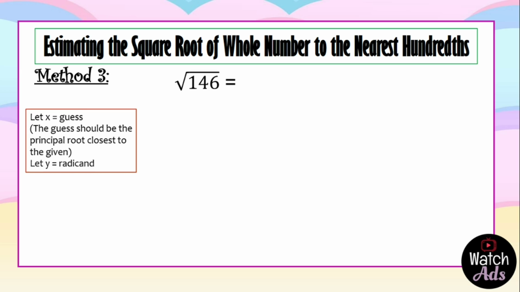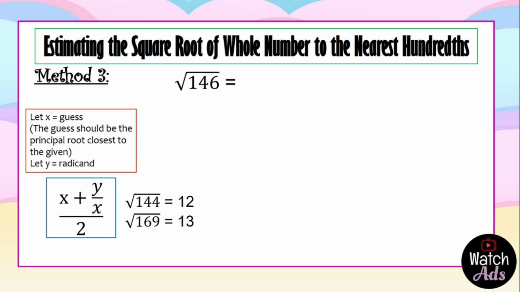In our Herons method, we let x is equal to guess. So what is the guess? The guess is it should be a principal root closest to the given. And then y is the radicand. We have our formula (x plus y over x) over 2, where x is of course the guess and y is the radicand. We all know that our radicand is 146, but let's take a guess.